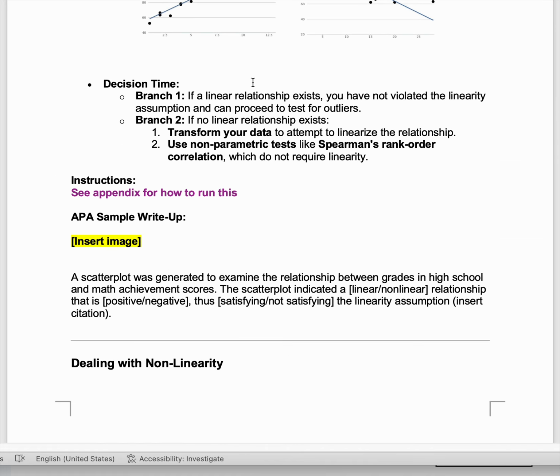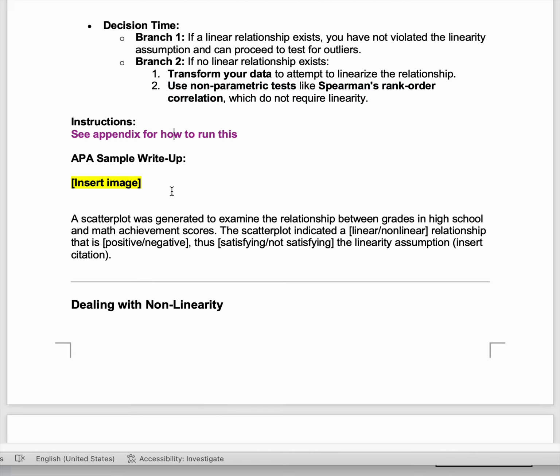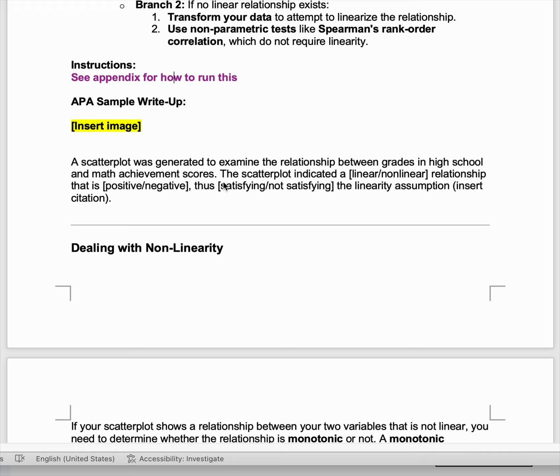This is where the division comes up. If there is a linear relationship, you keep going, it doesn't violate the assumption. If there is not a linear relationship, then you have two options. The first is to transform your data, which is admittedly the harder thing to do, so this is not what I recommend. What I do recommend is just using the Spearman's correlation. It's a different checkbox that I've indicated, but everything's the same, you just check a different box. So this is what I recommend. For our APA write-up, we've got this here: the scatter plot indicated a linear, nonlinear relationship.